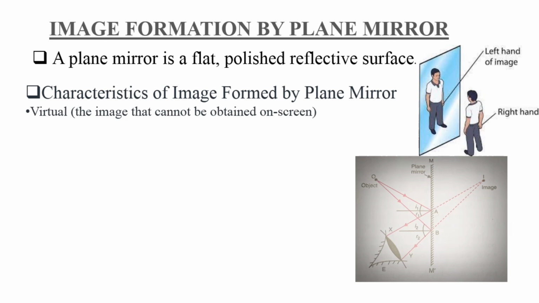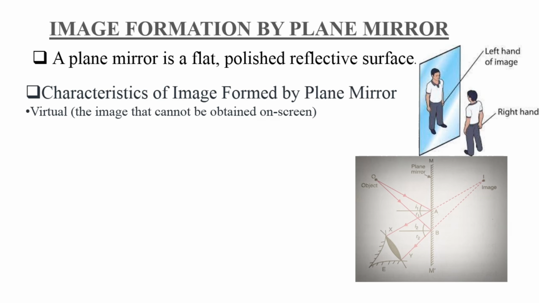When you stand in front of a plane mirror, light rays from our body hit the mirror and reflect back to our eyes. So our brain traces these reflected rays backward in a straight line, creating an image behind the mirror. This image appears to be the same distance behind the mirror as you are in front of it.